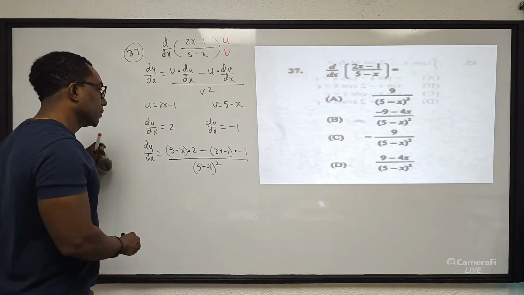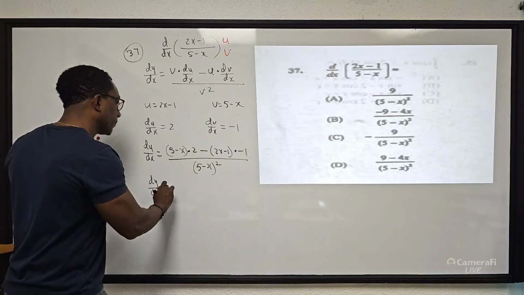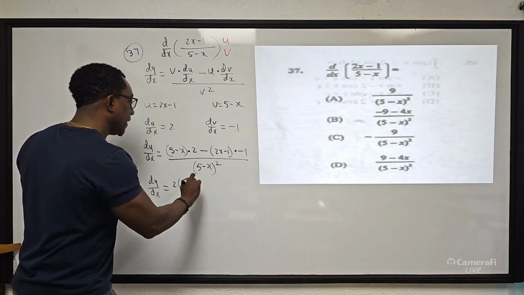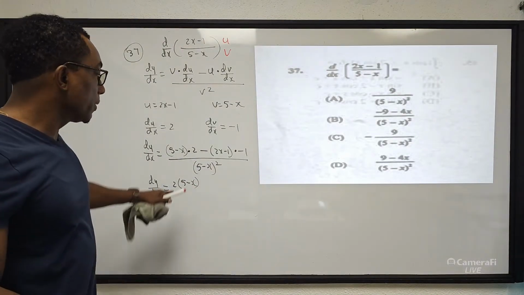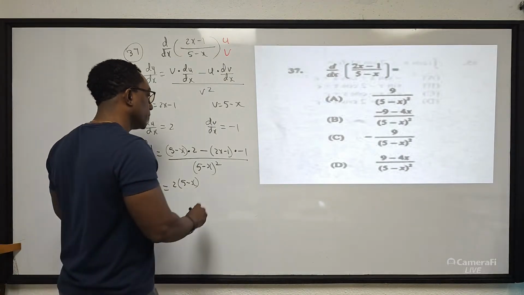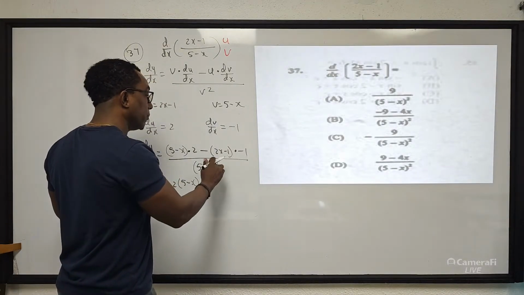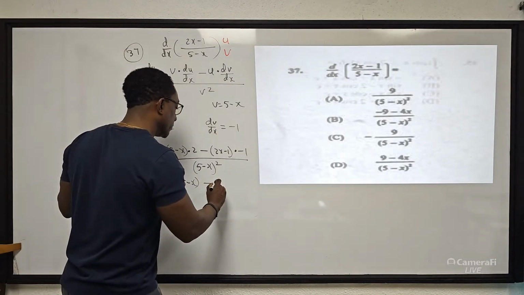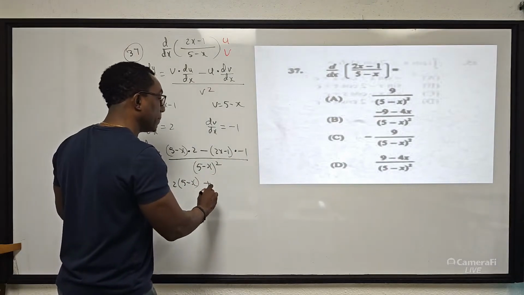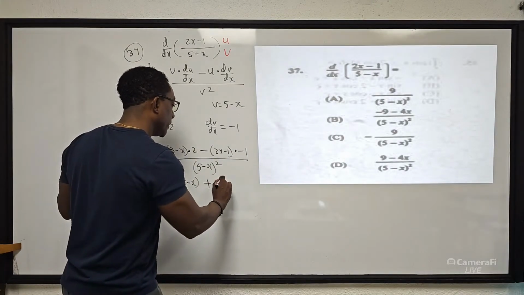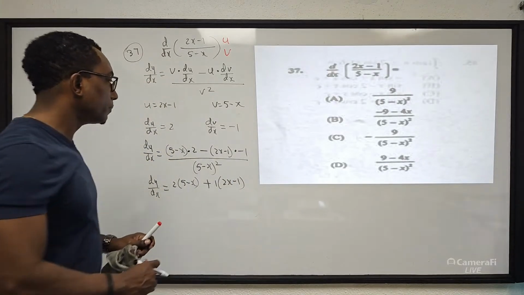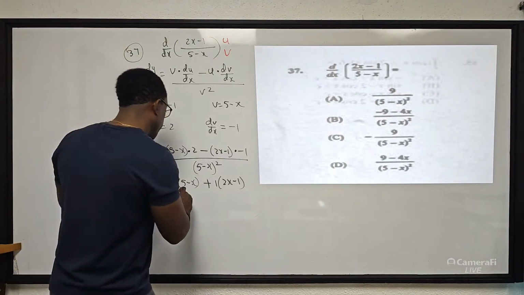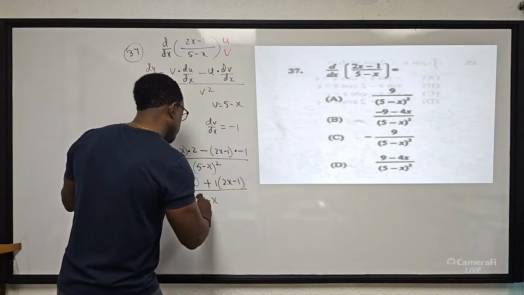So let us simplify this. It becomes what? Let me properly format it. 5 minus x in brackets, I'm going to put my 2 in front, times 2, and this will be negative, of course, negative 1 times 2x minus 1. So this minus by minus becomes plus 1 into 2x minus 1. Alright, so if I put this negative 1 in front, a minus by minus is a plus, all over 5 minus x all squared.